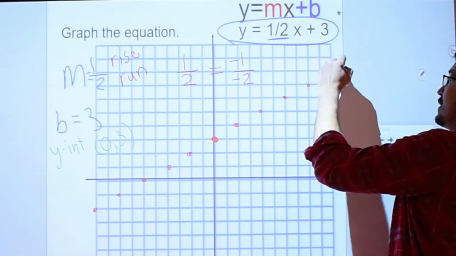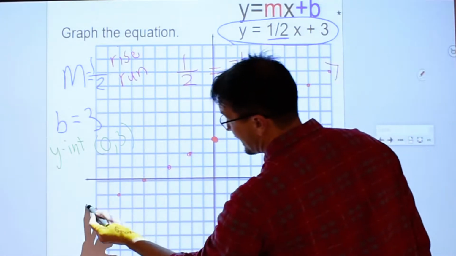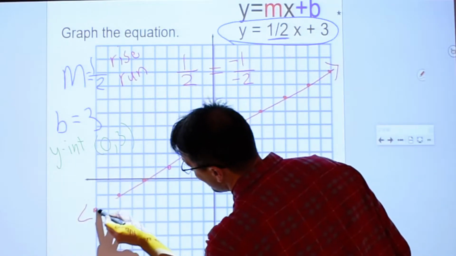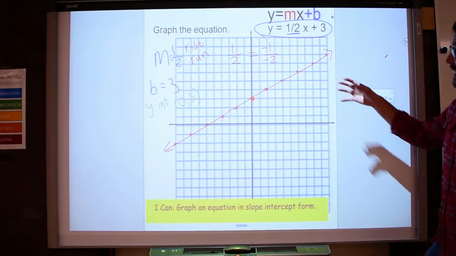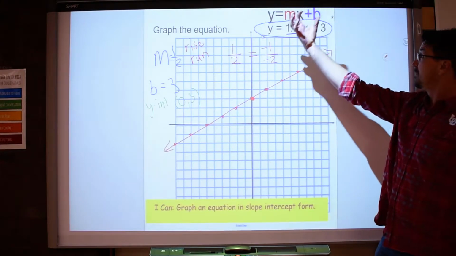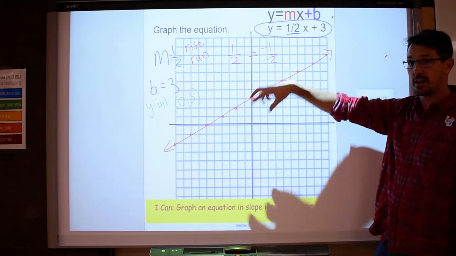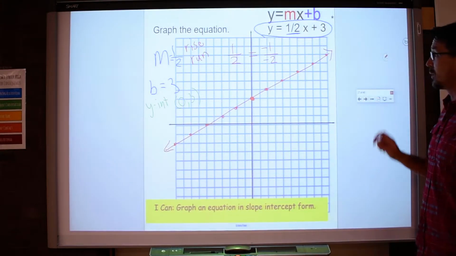And then you can put an arrow on both sides because we know that it continues. And then you're going to try to do the straightest line you can. Boom. And so that is the line. So we've just taken an equation and given a visual representation of that. That's powerful stuff there. All right, so let's try another one.